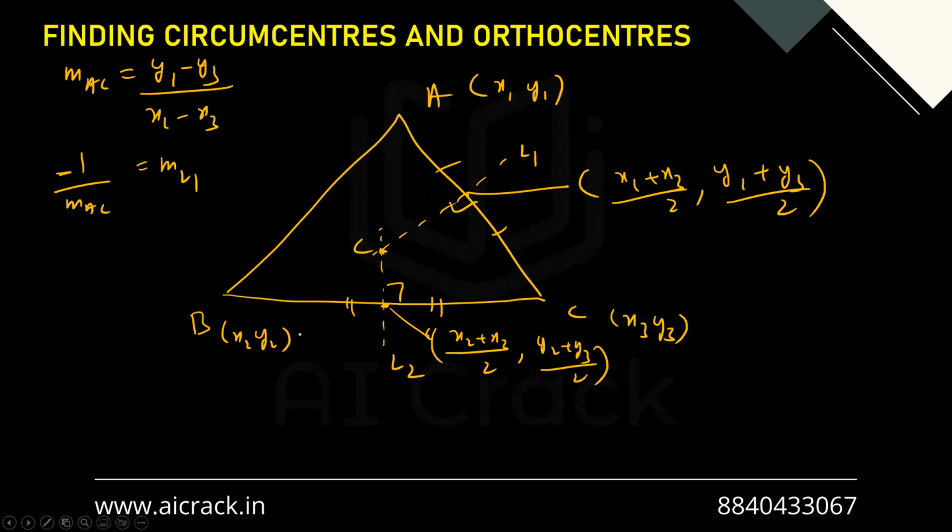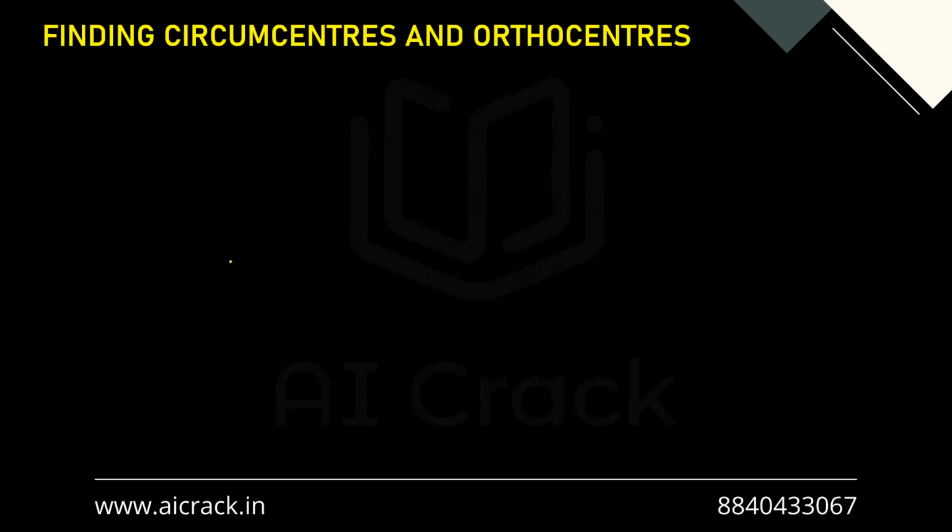Similarly, over here we can find the slope of BC, and with the help of the slope of BC we can find the slope of L2 as minus 1 by MBC, and that would give me ML2. And we know this particular point from the midpoint theorem, so we can find the equation of L2. Now, when we get the equations of both L1 and L2, we have to solve them simultaneously to find the circumcenter, right? Now let us talk about the orthocenter. That is a little easier as compared to the circumcenter. The circumcenter becomes quite lengthy for the calculation part.